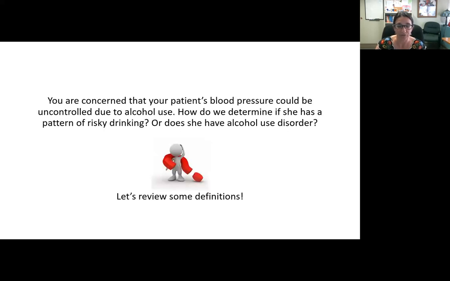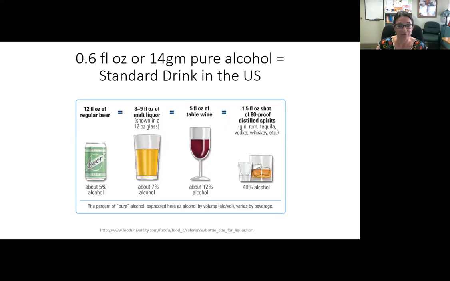On physical exam, her blood pressure is a little up at 154/98, and the rest of her exam is normal. So you are concerned about her blood pressure, and could it be that it's uncontrolled due to her alcohol use? And how do we determine if she has a pattern of risky drinking, or does she have alcohol use disorder? So we're just going to review some definitions briefly.